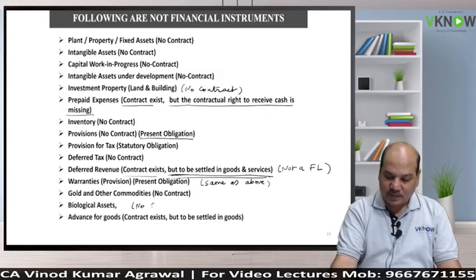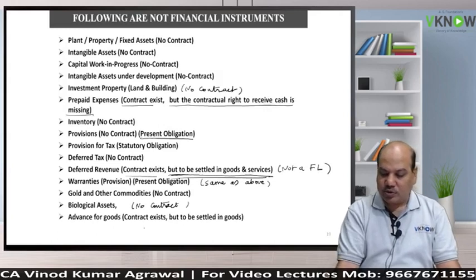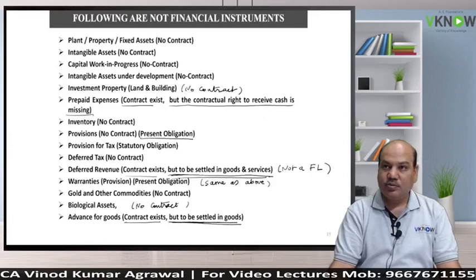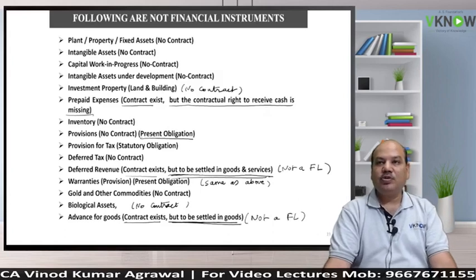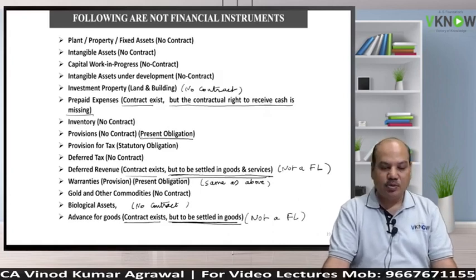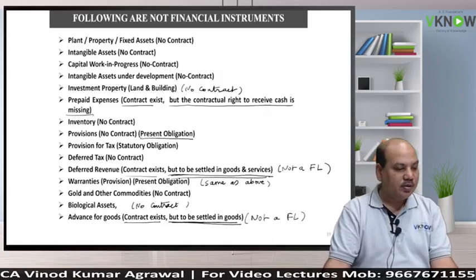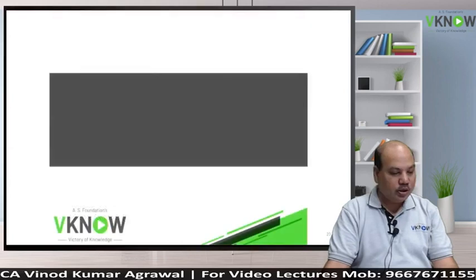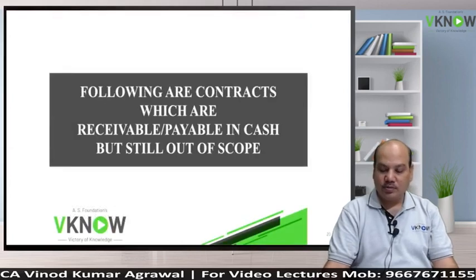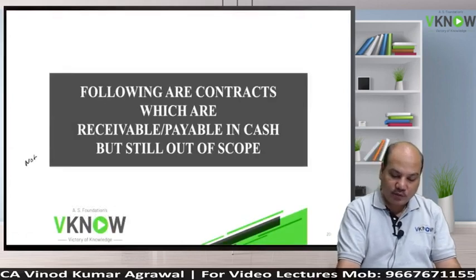Biological asset, no contract. Advances for goods, contract exists, but will be settled in goods, so not a financial liability. It has to be a financial liability for one party. It's not a financial liability because settlement will be by delivery of goods. Now we'll quickly look at the scope of the standard. Not important for exam.